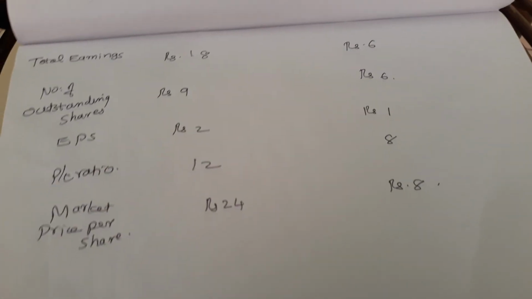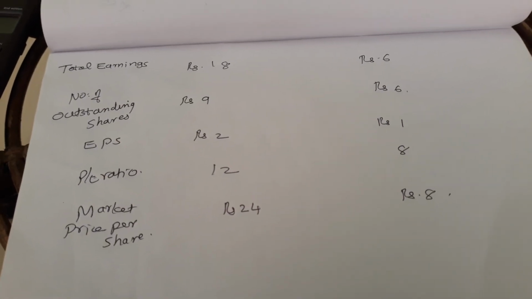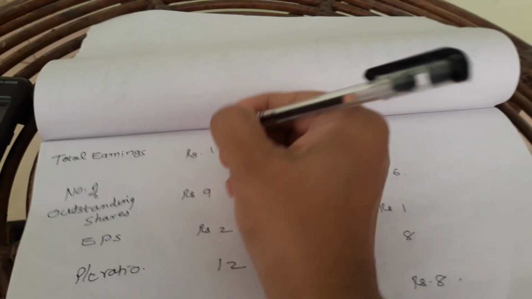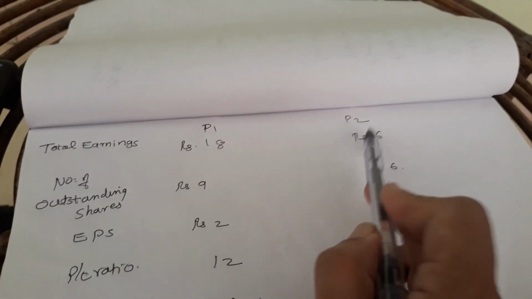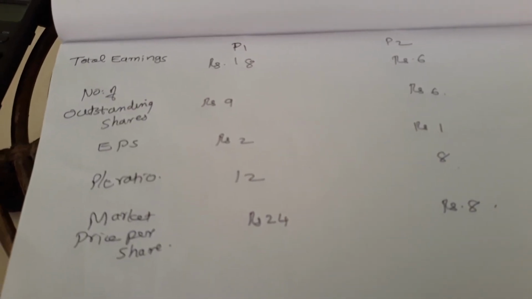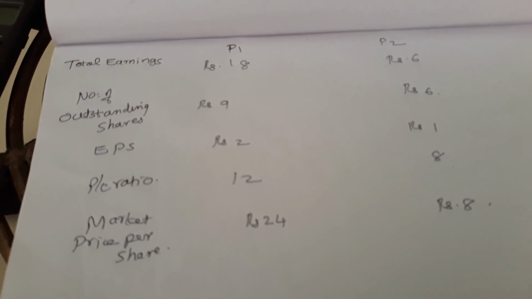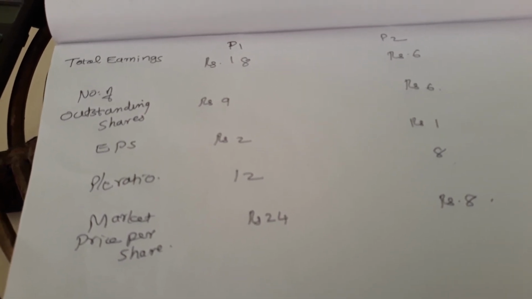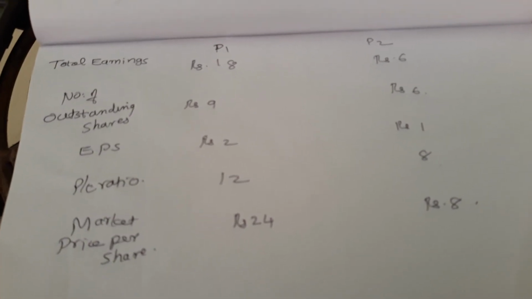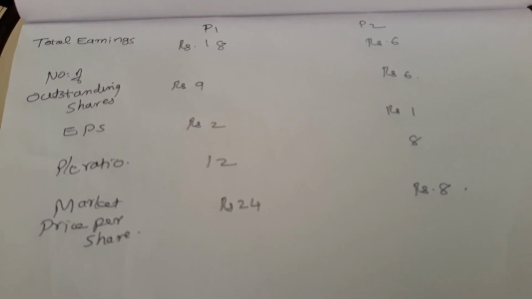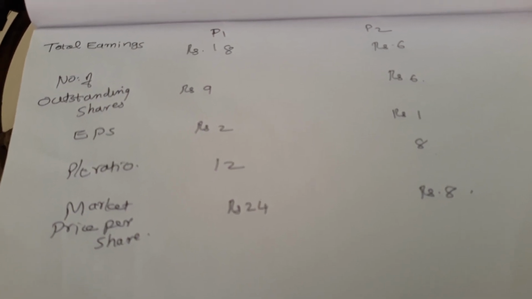Suppose we have to work out a problem like this. Total earnings is 18 and 6 for firm P1 and firm P2. Total earnings is rupees 18, rupees 6, and outstanding shares is 9, 6. Earnings per share is 2.1, P by E ratio is 12.8, and market price per share is 24.8.